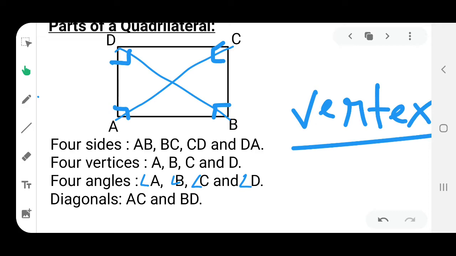Repeating once again: four sides AB, BC, CD, and AD; four vertices A, B, C, and D; four angles: angle A, angle B, angle C, angle D; and two diagonals AC and BD. All right, these are the parts of a quadrilateral.